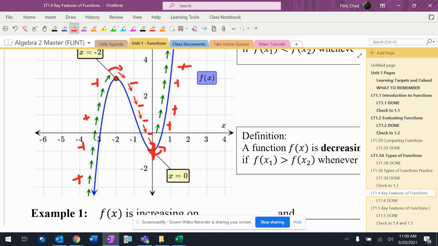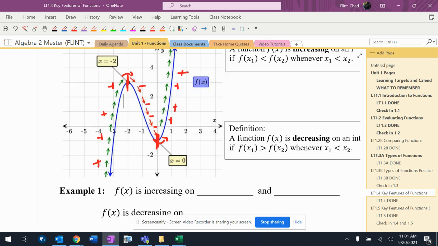And then these points right here, which we're going to end up talking about as maximums and minimums in the second part of this in the next file, that's where it turns around. That's why they're called turning points, because it turns from increasing to decreasing.